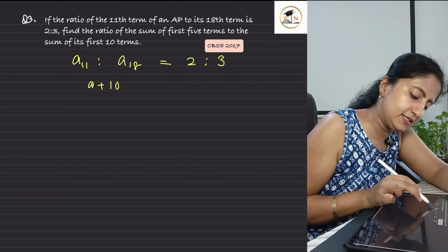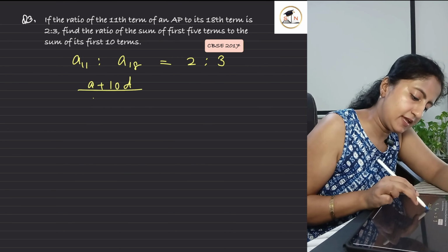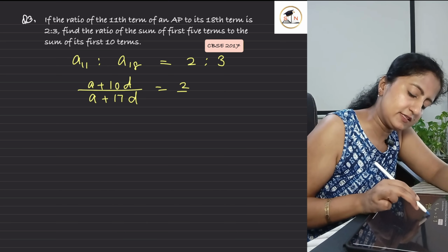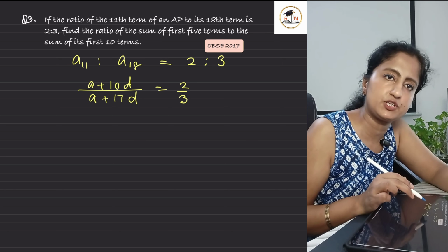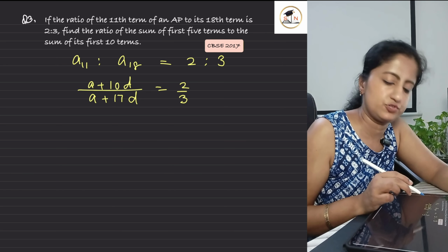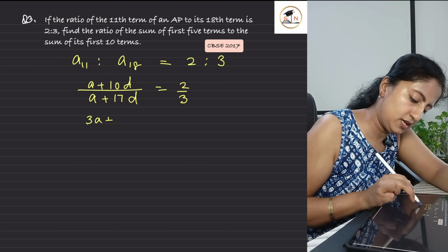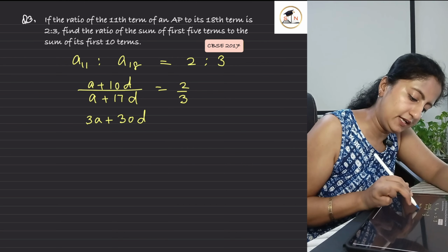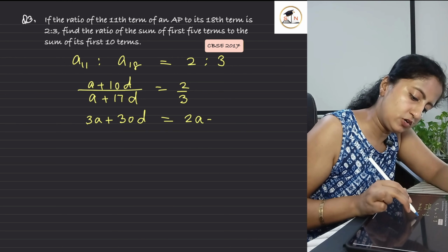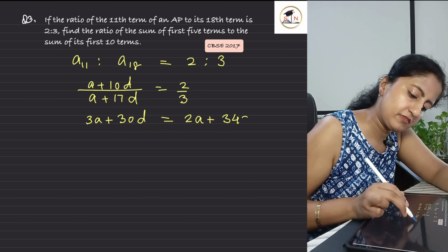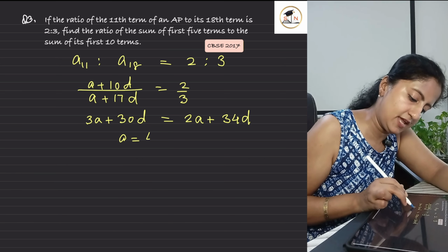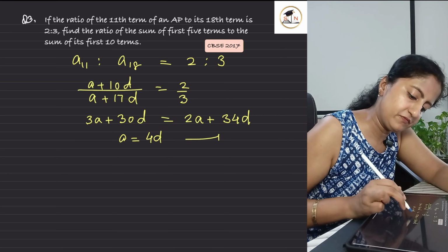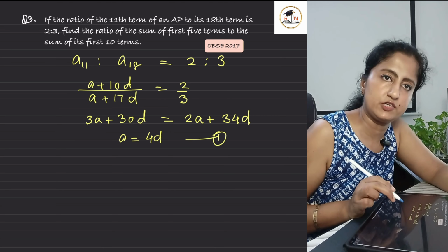Now, A11 means A plus 10D. A18 means A plus 17D. This is given to us as 2/3. We will repeat the process of cross multiplication as we did in the previous question. This becomes 3A plus 30D equals 2A plus 34D. Now, simplifying this leaves me with A equals 4D. I'm marking this as first relation.